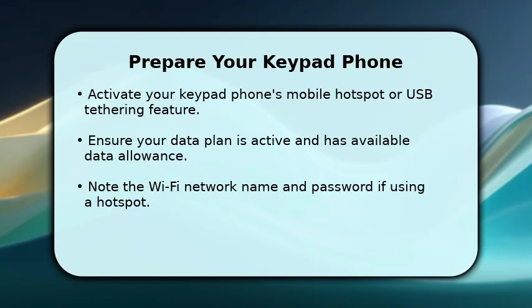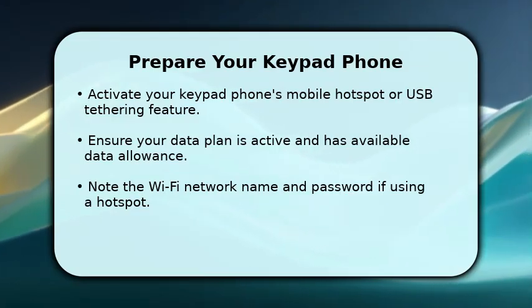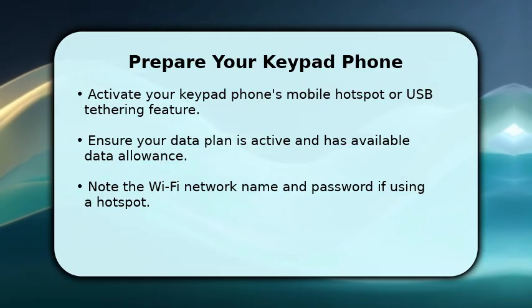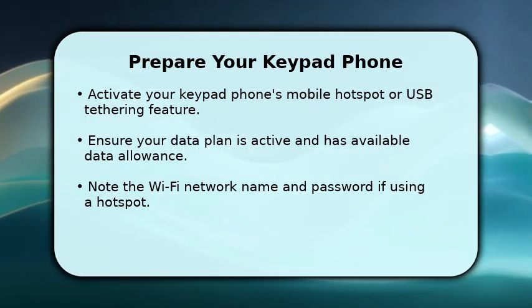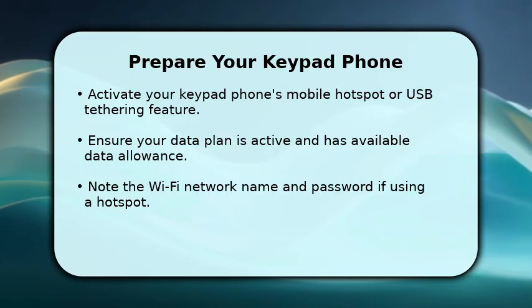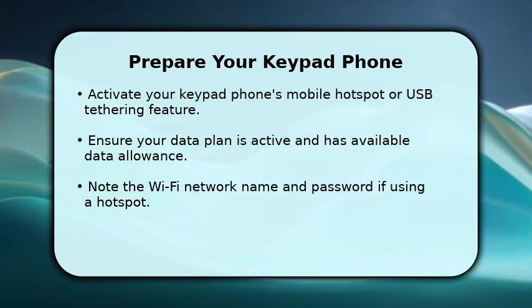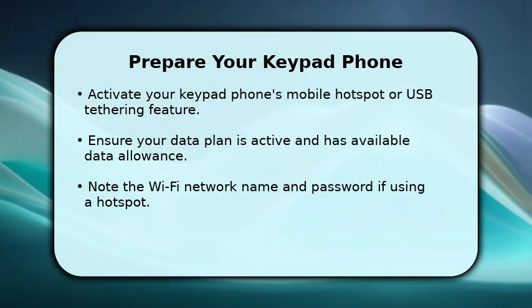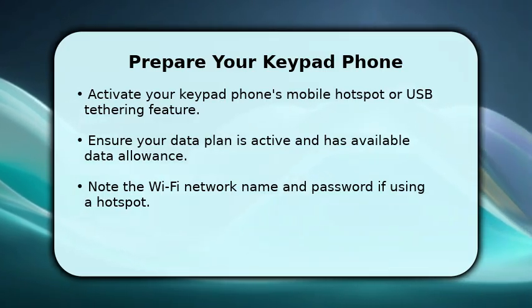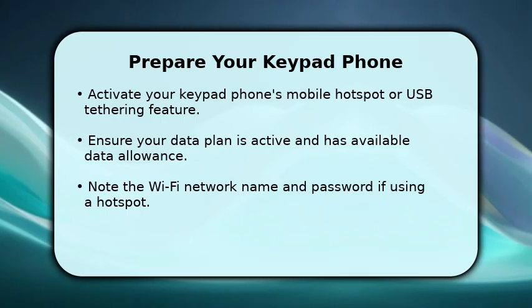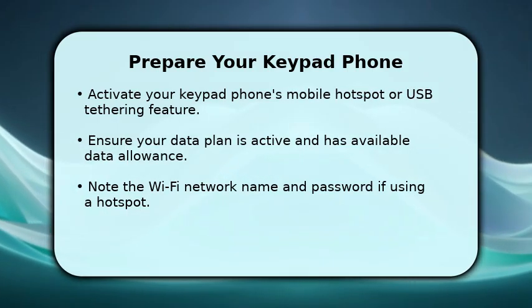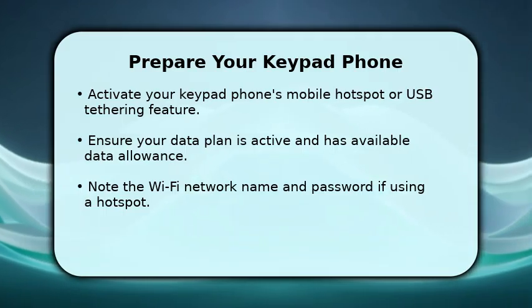To begin, prepare your Keypad phone for data sharing. Navigate to its settings menu and locate the tethering and portable hotspot option. You might find options for Wi-Fi hotspot or USB tethering. If using Wi-Fi, enable the hotspot and set a strong, memorable password. Confirm your mobile data is turned on and your service provider allows tethering. This step is crucial for establishing a stable internet connection for your Android device.